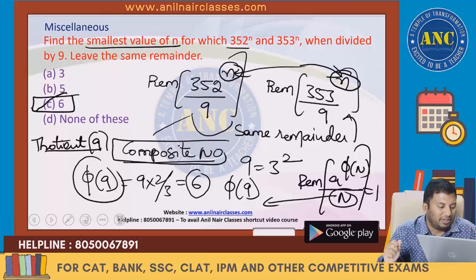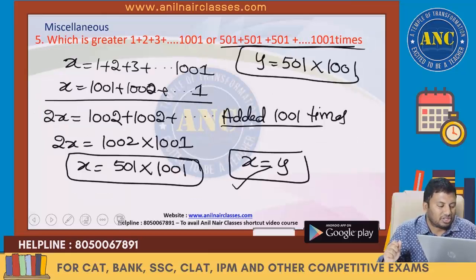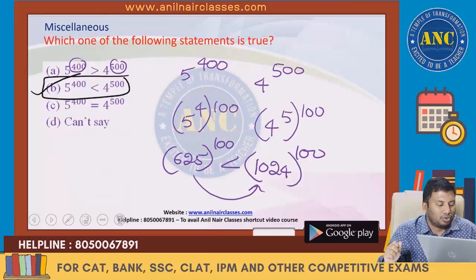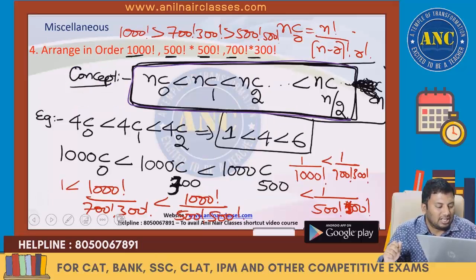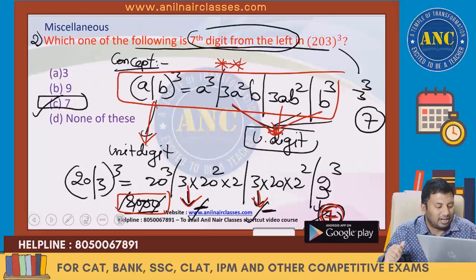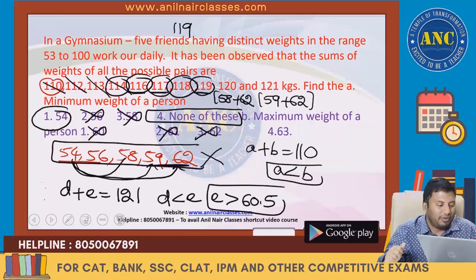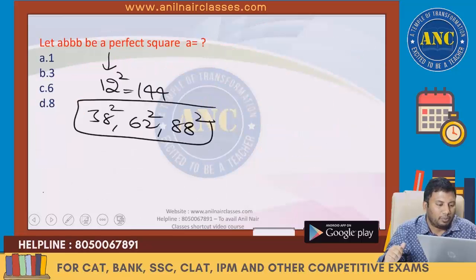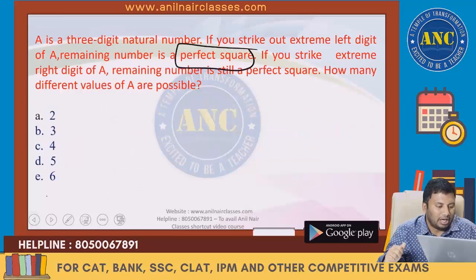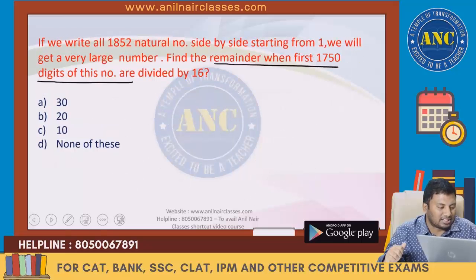Divisibility rule of 8 and 11. Quotient function. How to check whether two fractions are equal or not. NC0 less than NC1 less than NC2 and so on up to NCN. Weight related problems. I hope the idea of today's class is clear.